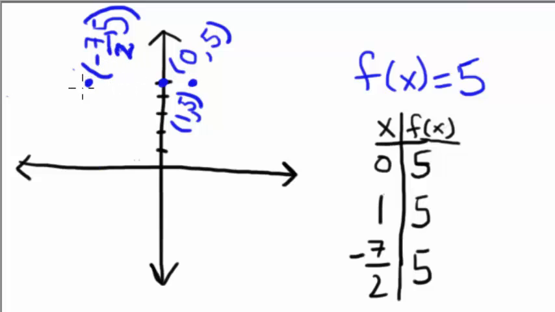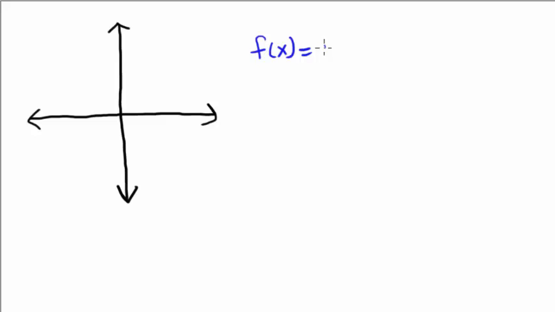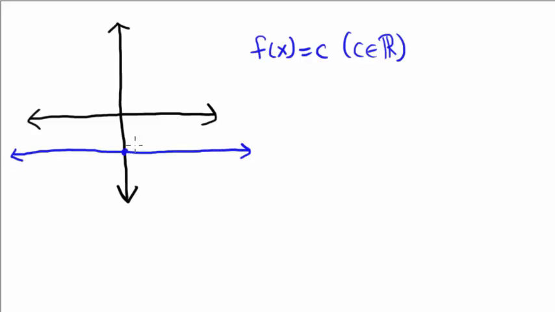And you see that all of these points are on this same horizontal line where y is equal to 5. And that's the graph of the function f of x is equal to 5. And all our constant functions are going to hold true to that pattern. If you have a function f of x is equal to c, where c is some constant, then what you're going to end up with is the horizontal line through y-intercept (0, c).